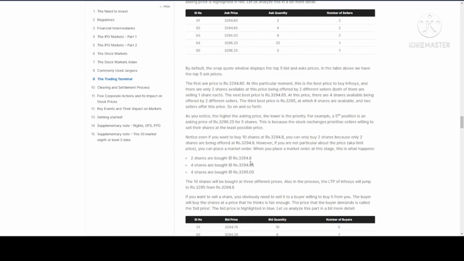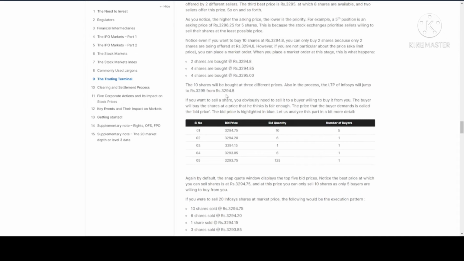2 shares, then 4 shares, then 4 shares. The 10 shares will be bought at 3 different prices. Also in the process, the last traded price of Infosys is down from 3295.